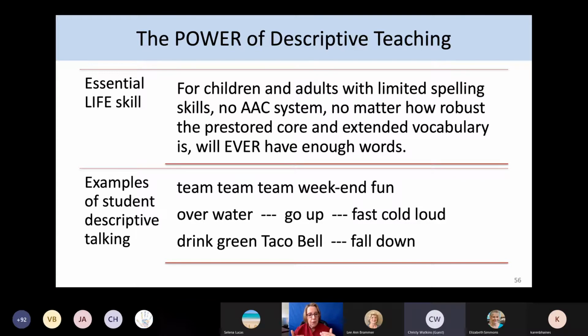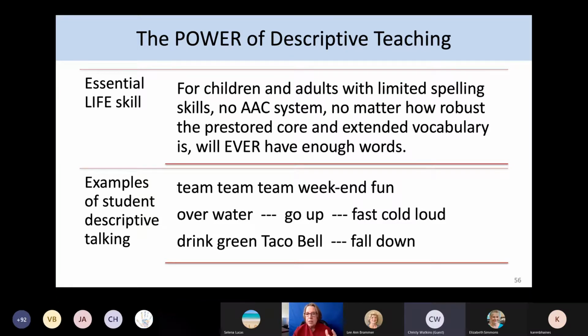So I have to first off say, Jonathan, did you mean to stop at team 3 times? He says, yes. All right, so a bunch of teams, okay? And then he gave me some time, weekend fun. And that's about all he could give me.